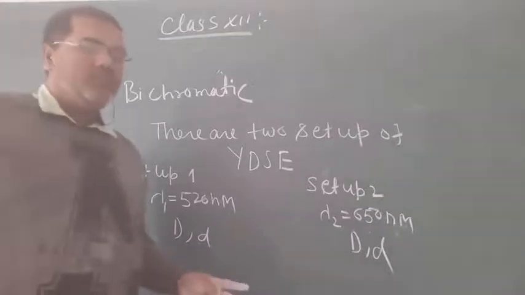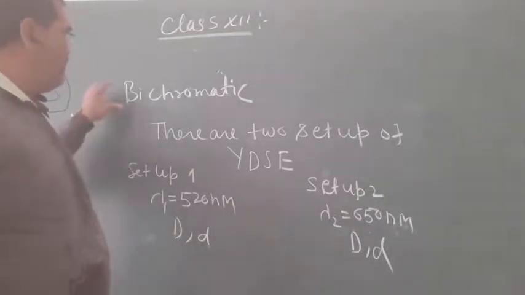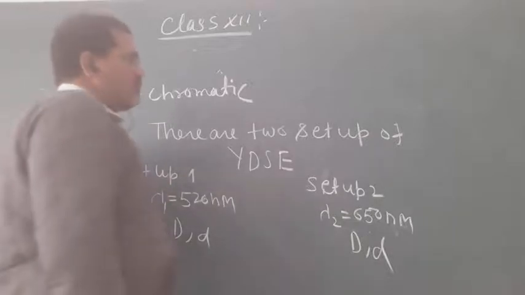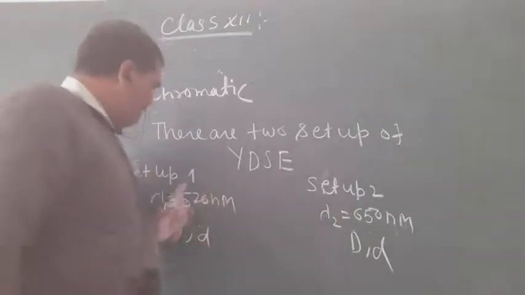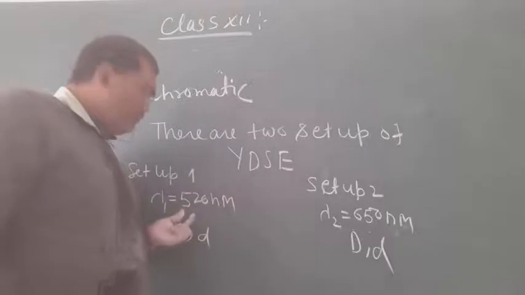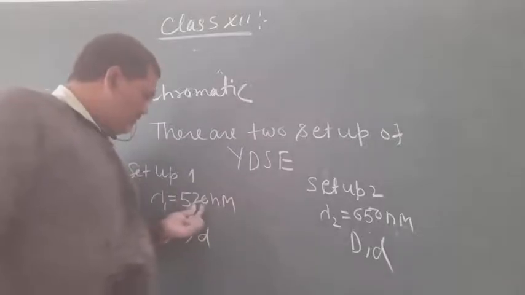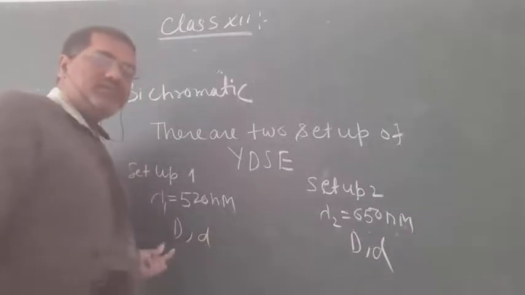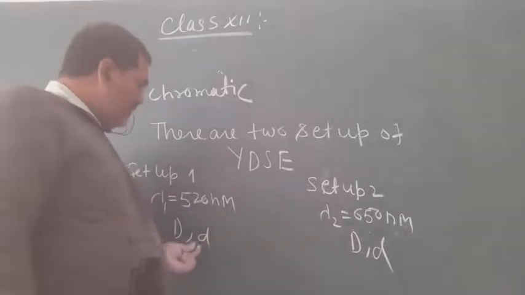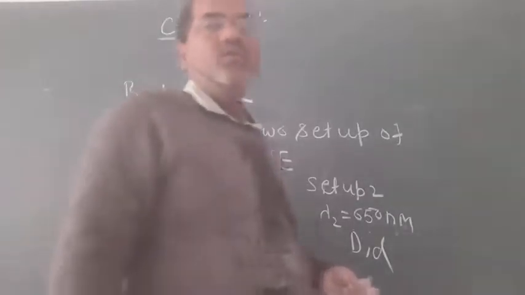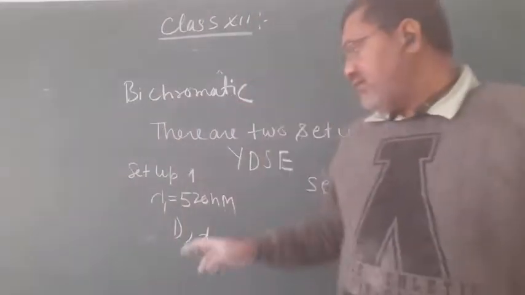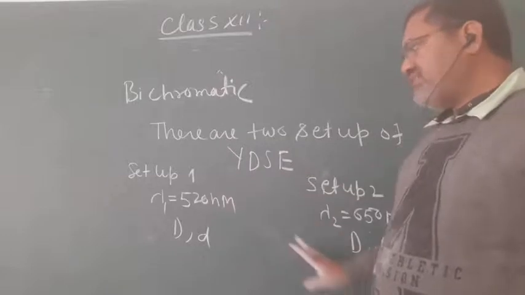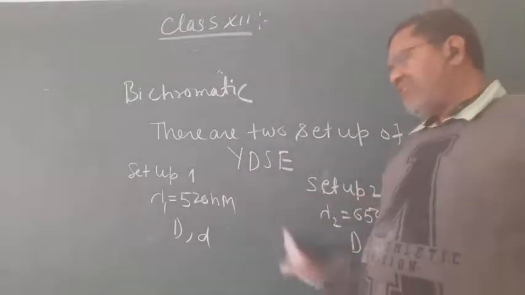Okay? So in bichromatic there are two setups of YDSE. In setup 1, the wavelength of the light source is given 520 nanometer, and capital D is the distance between the screen and the slits, and small d is the distance between the two slits. And capital D and small d are the same in both the setups, but the wavelength is different.